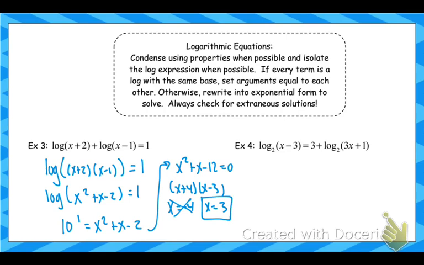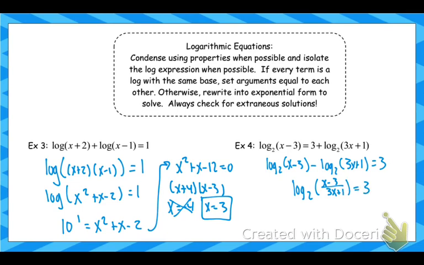All right, then let's look at example 4. There's actually 2 different ways you could work this out. I'll go ahead and do what I think might be easier for most of you guys. I'm going to move this log to the other side so that all my logs are together. Well, if you're subtracting logs, you can divide the arguments. So I can rewrite this as log base 2, (x minus 3) over (3x plus 1).